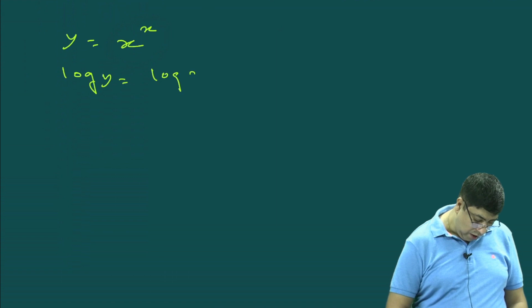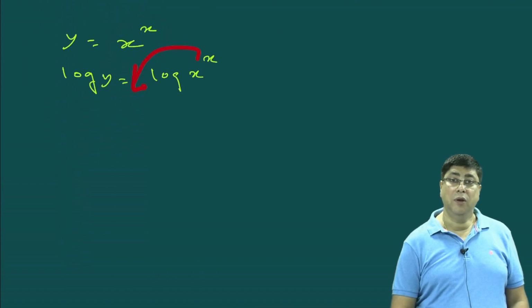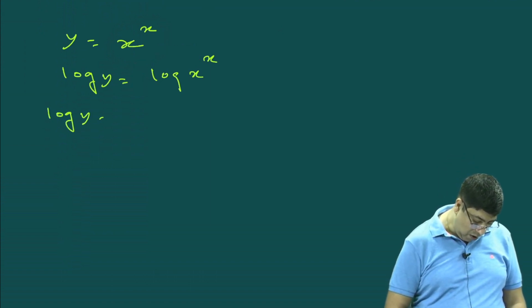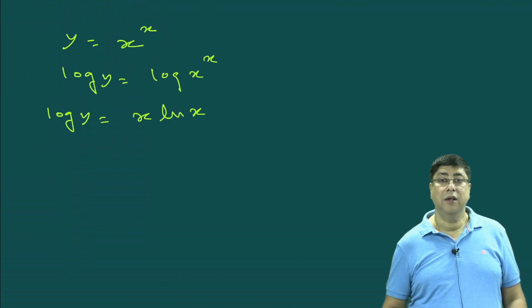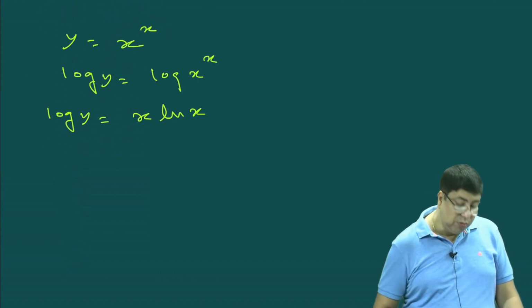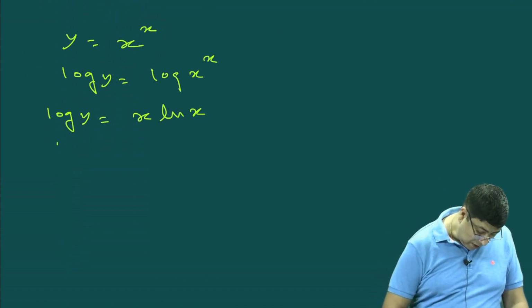So if we take log on both sides, log means ln. So log of x to the power x. Now according to the properties of the log, the power comes outside. Therefore I am taking the power outside. Therefore log y, log means ln, equals x ln x. You can write ln, you can write log, it does not matter. So we can just do the d dx method. If we do d dx, it is coming 1 by y dy dx.